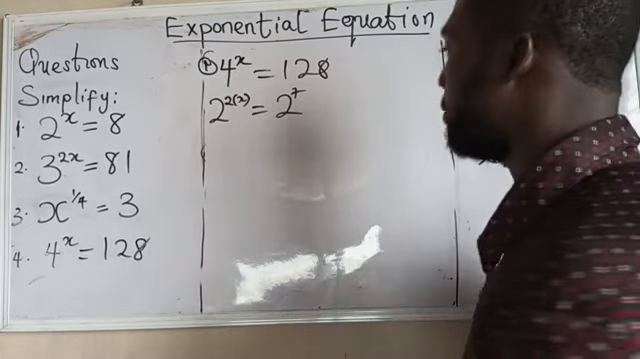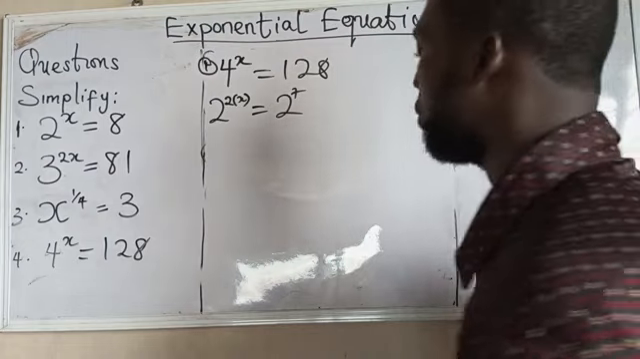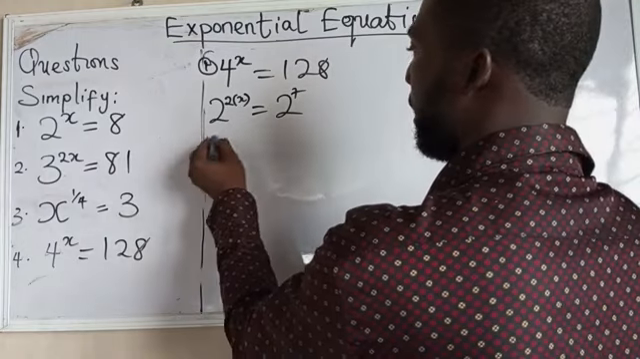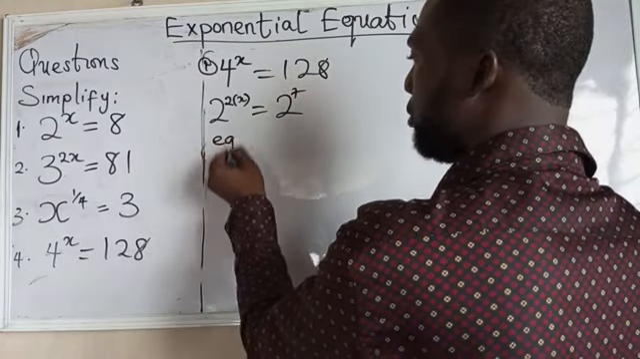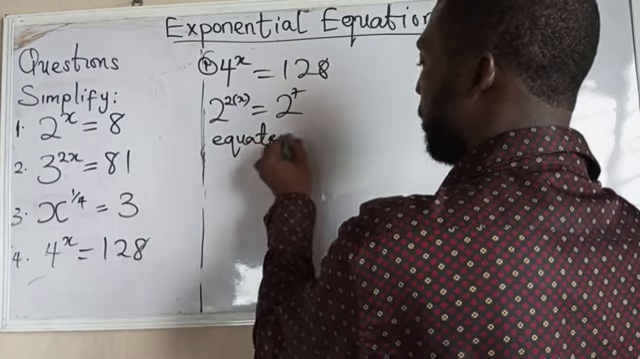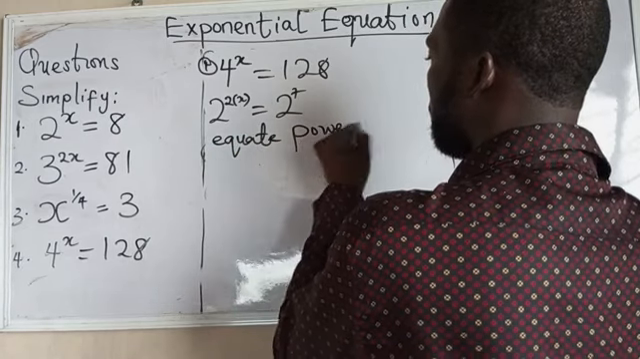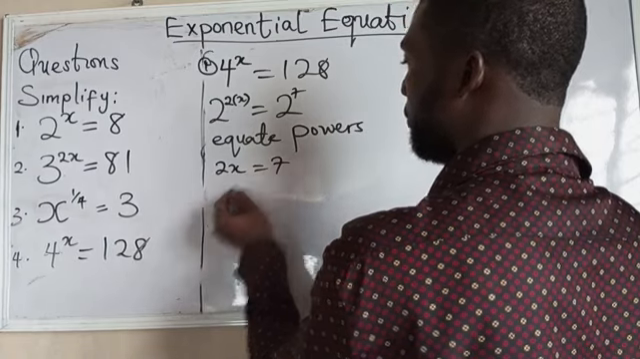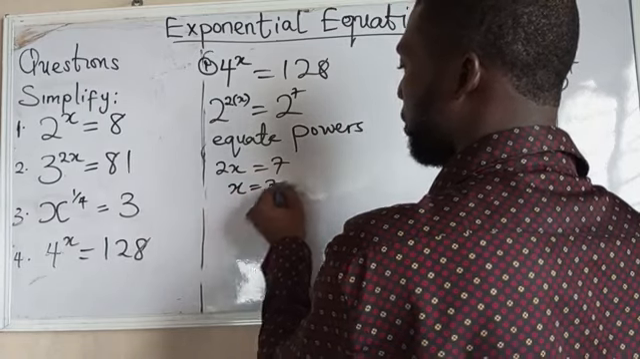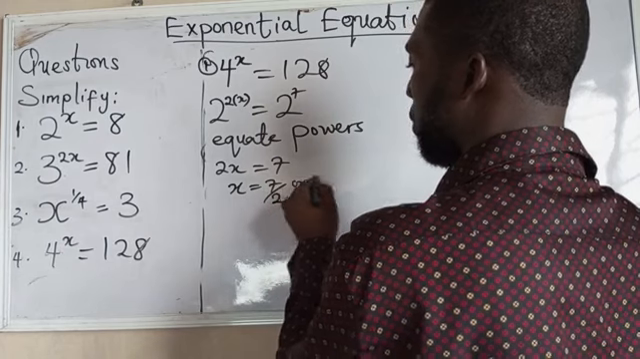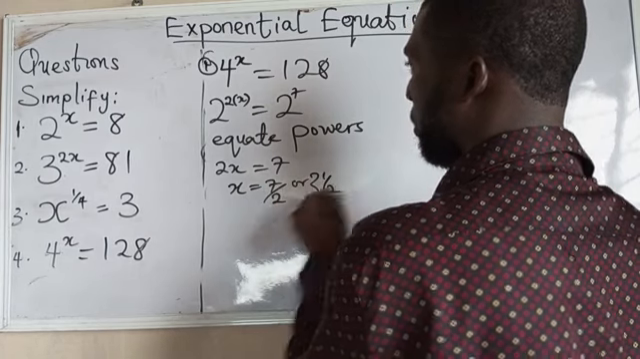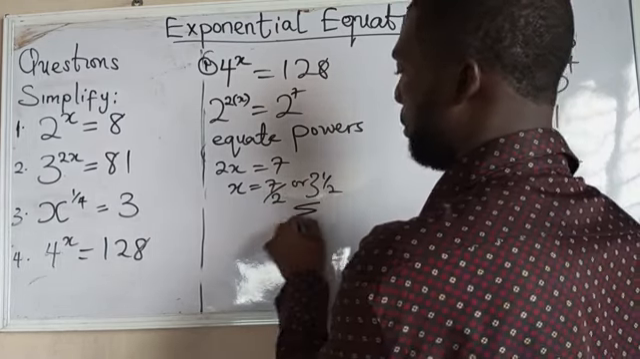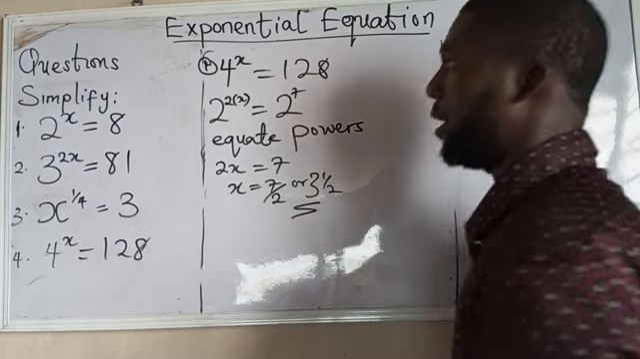So from here, I can see that since the bases are equal, I will go ahead to equate powers. And I will have what? 2x equals 7. And automatically x equals 7 over 2, or 3 and 1 over 2. So that is my answer.